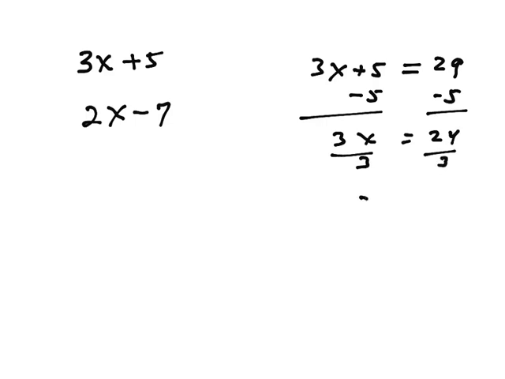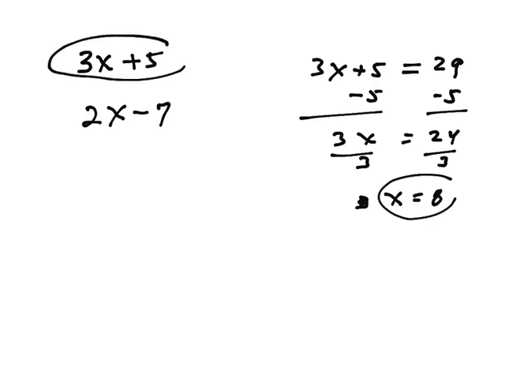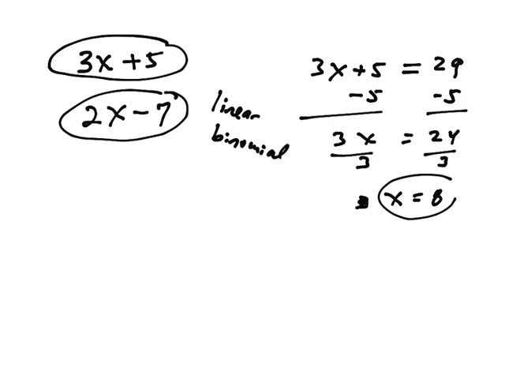Very often in math, we have expressions like this: something times x plus something, or something times x minus something. Officially, this is known as a linear binomial. Binomial because there's two sort of parts to it. And linear, well, that's because there's no exponents, which we're going to see in the next video.